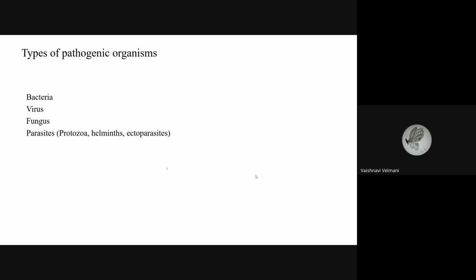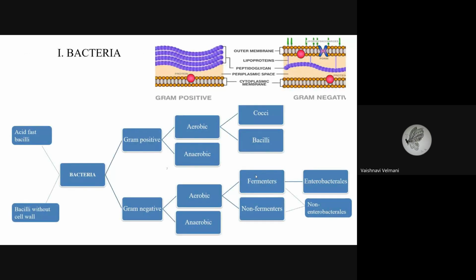So, generally, what are the types of pathogenic organisms? Bacteria, virus, fungus, and the parasites. Parasites include protozoa, helminths, and ectoparasites. And then, first moving into the bacteria.